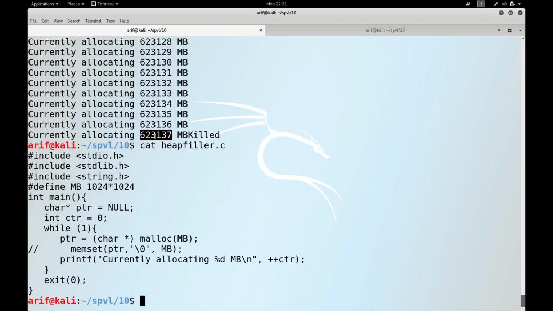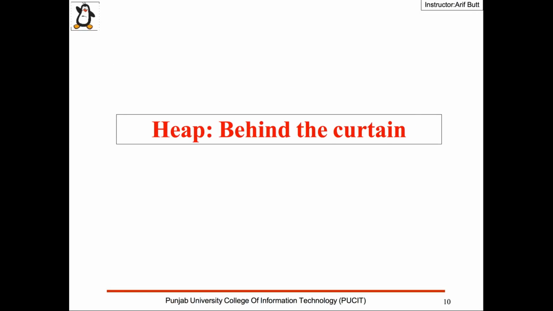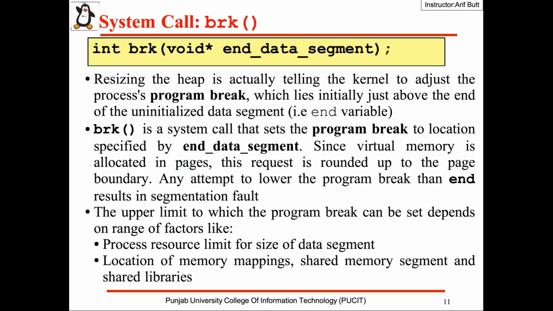Let us move back onto the slides and try to dig a bit deeper to understand the working of the heap. Well, this is the actual system call, brk. The resizing of the heap is actually telling the kernel to adjust the process program break, and brk is a system call that sets the program break to the location specified by the address over here.